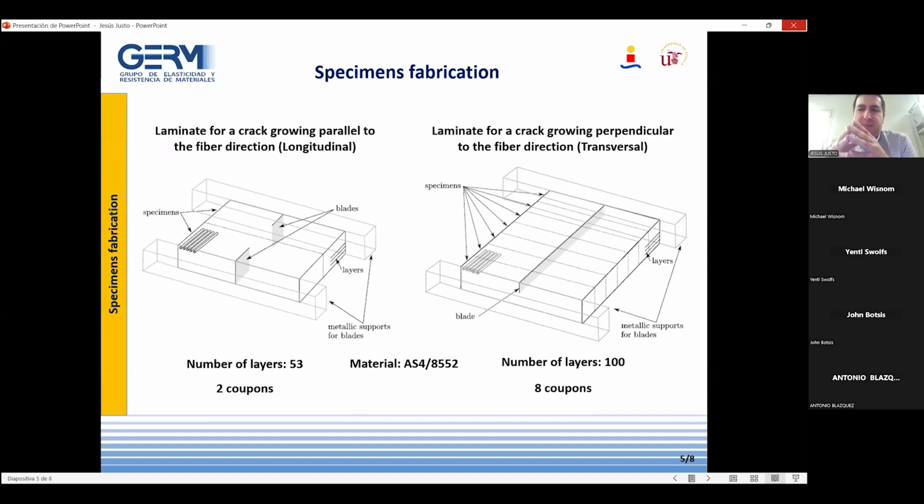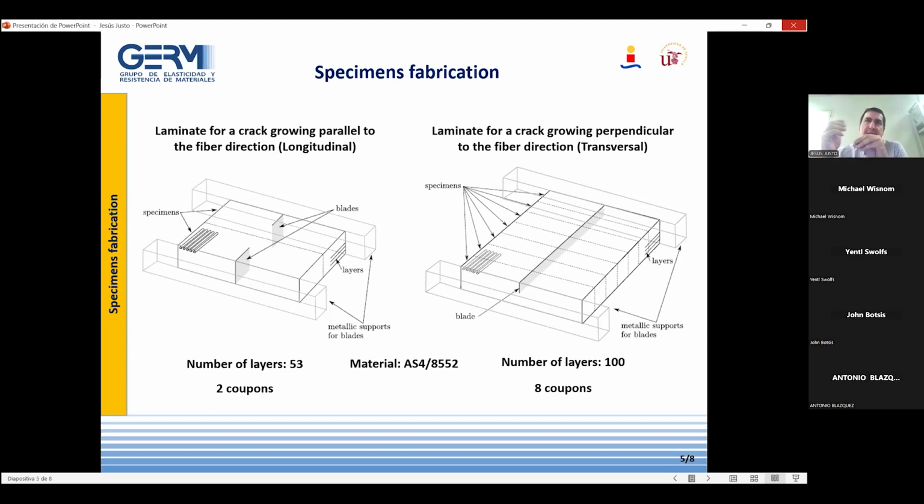Regarding the fabrication of the specimens, it was very difficult. In the case of the transverse, for example, the number of layers determines the height of the coupon, so the length that we will let the crack propagate. We needed a minimum crack length in order to follow the crack propagation. So we decided to use 100 layers. And in the case of the longitudinal ones, the number of layers determines only the thickness of the coupon, so we put 53. Another problem was to obtain the pre-cracks that were located in the correct place and were straight.